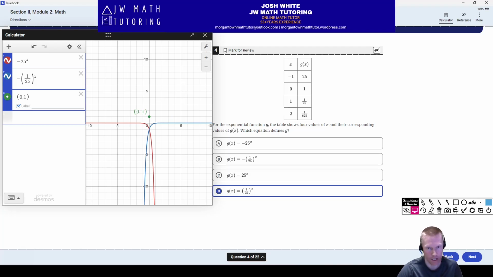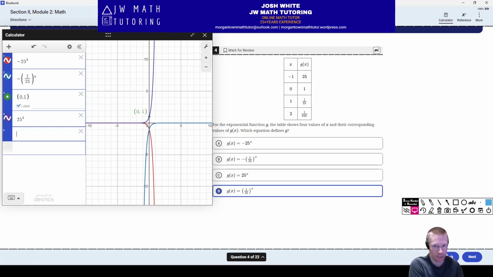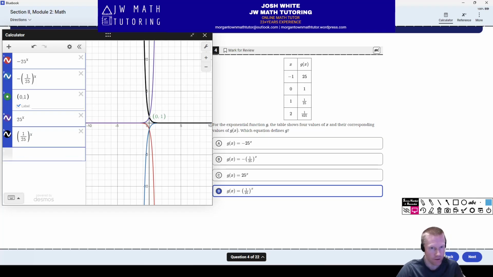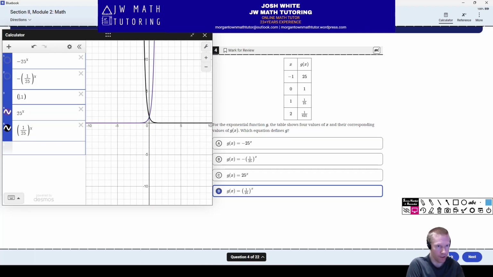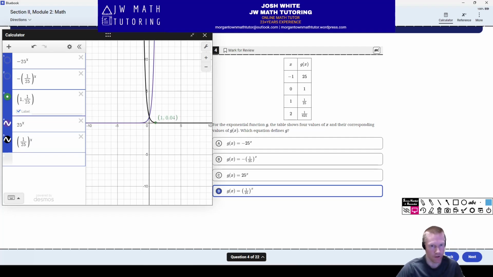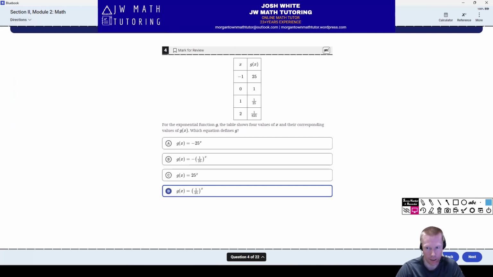It's obviously not on either of those. You know what I mean? So those are wrong. And then here's 25 to the x. Okay, that one's there. And then here is 1/25 to the x. Let's get rid of these, we know these are wrong. Now you could just change the point and put 1 and then 1/25. You can see this one is on the black one. It's not on the purple one. Therefore, that has to be the correct answer, letter D.